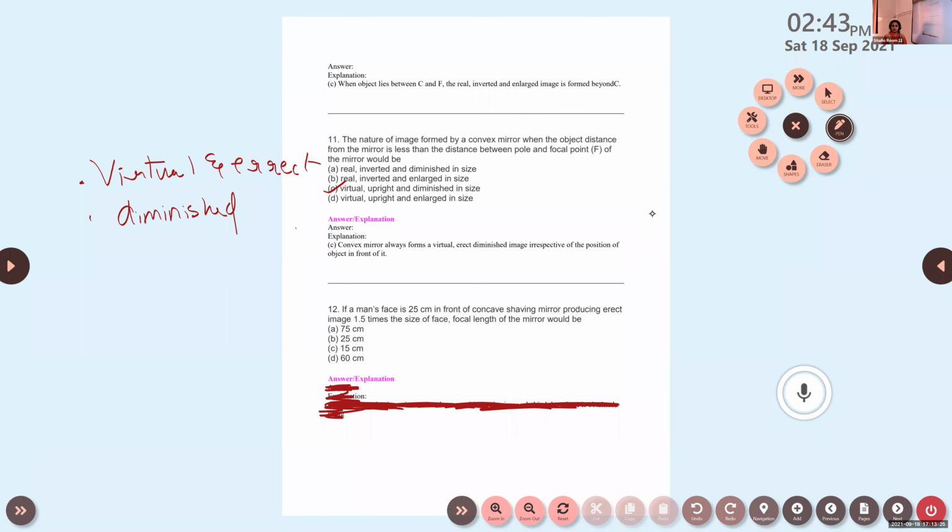Now, question number 12. If a man's face is 25 centimeter in front of a concave shaving mirror, producing erect image 1.5 times the size of the face, focal length of the mirror would be dash.